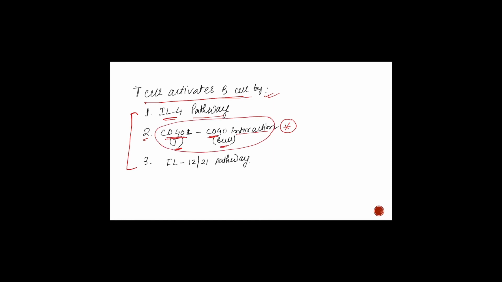You have to learn it in pathology because I do not have that much time. Okay, I have to teach you medicine. And number 3, interleukin 12-21 pathway. Just remember this. Interleukin 4 pathway, CD40 ligand, CD40 interaction. CD40 ligand is present in T cell, CD40 in B cell, and number 3, interleukin 12-21 pathway.